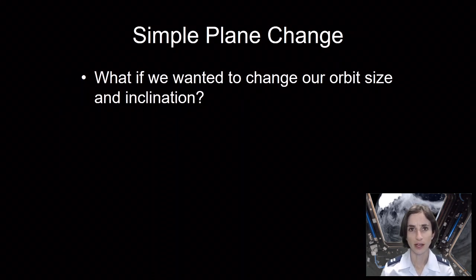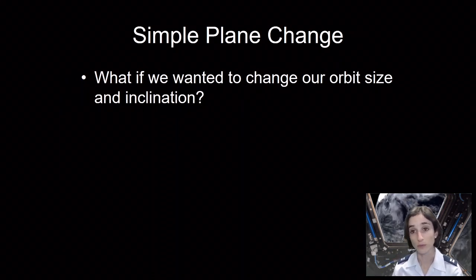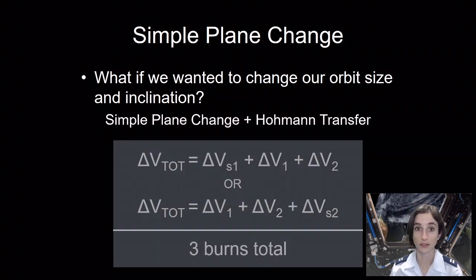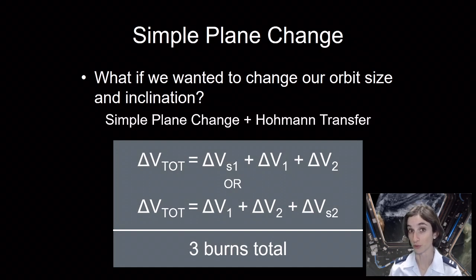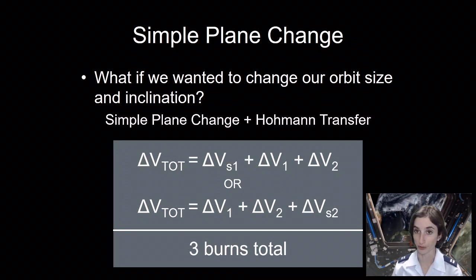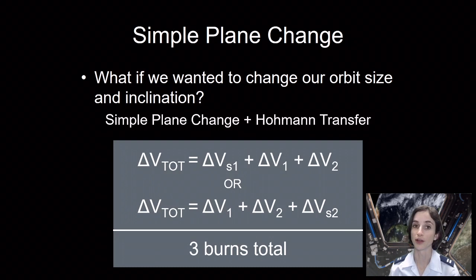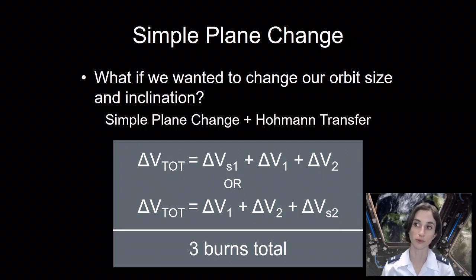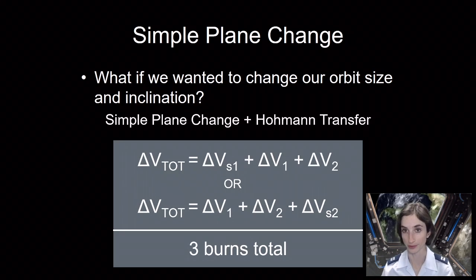Now think back to how we did Hohmann transfers, which are the way that we change the size of our orbit. What if we want to change both the size of our orbit and do a simple plane change? Well, one way to do this would be to conduct a simple plane change burn, that's one burn, and a Hohmann transfer, which requires 2 burns, as you can see here. That's 3 different delta Vs, or burns.